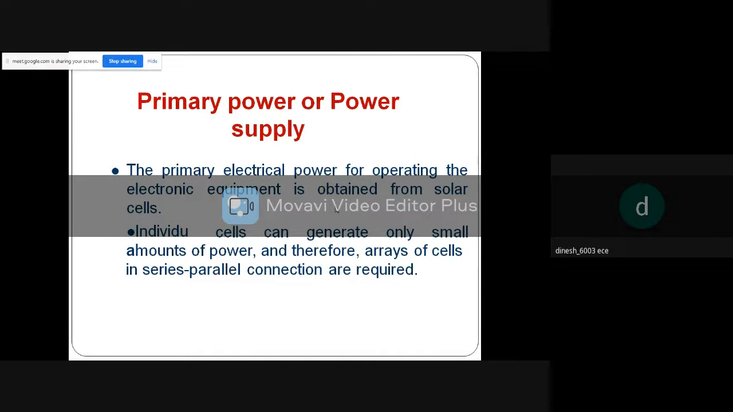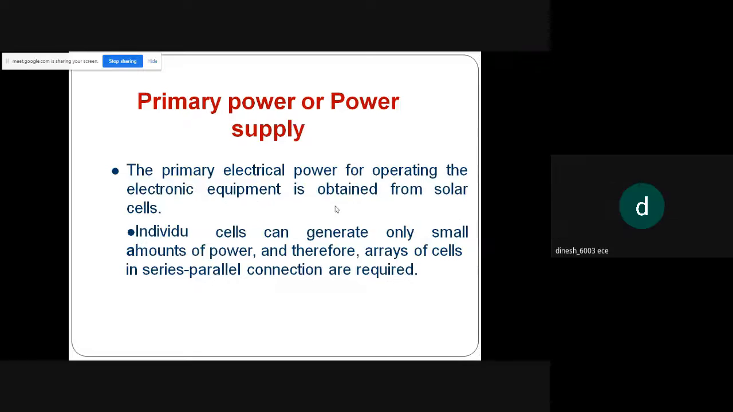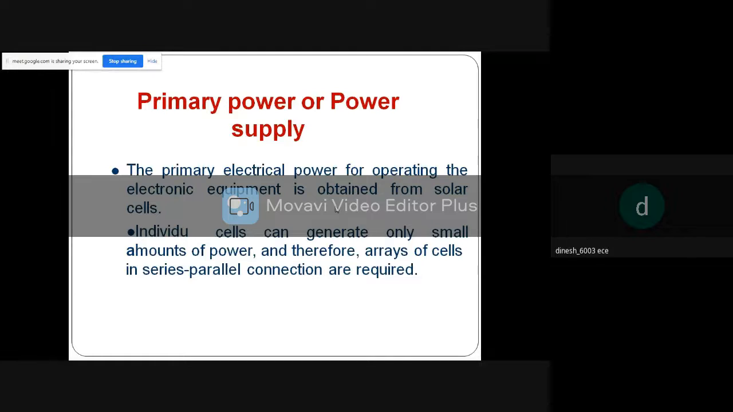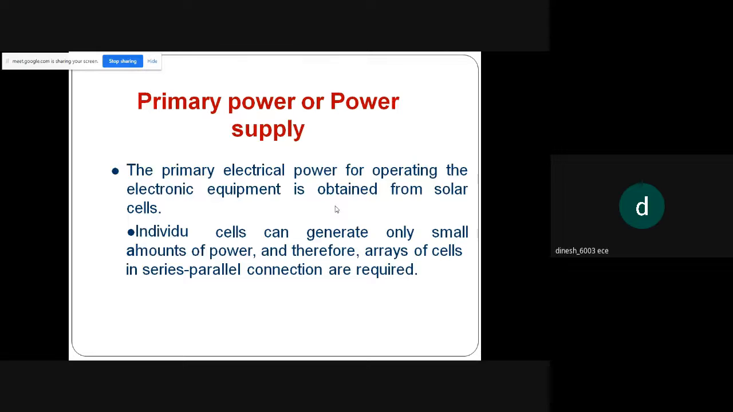So every satellite would be equipped with solar power panels, which will get heat energy from the sun, then convert it into electrical energy and store it in batteries. Then, depending upon the requirement, the batteries will supply the satellite's different units.